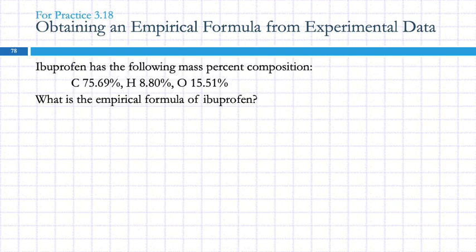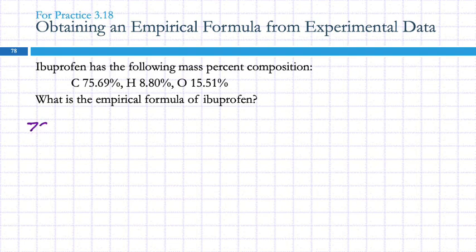Okay, I'm going to skip that other problem and I'm going to do this one, because with the percentages, there's a little more to explain. So ibuprofen has the following mass percent composition: 75.69% carbon, 8.80% hydrogen, and 15.51% oxygen. What is the empirical formula of ibuprofen? So in this problem, I'm not given masses, I'm given a percentage. So I'm just going to choose to have 100 grams, and then my percent is the mass.